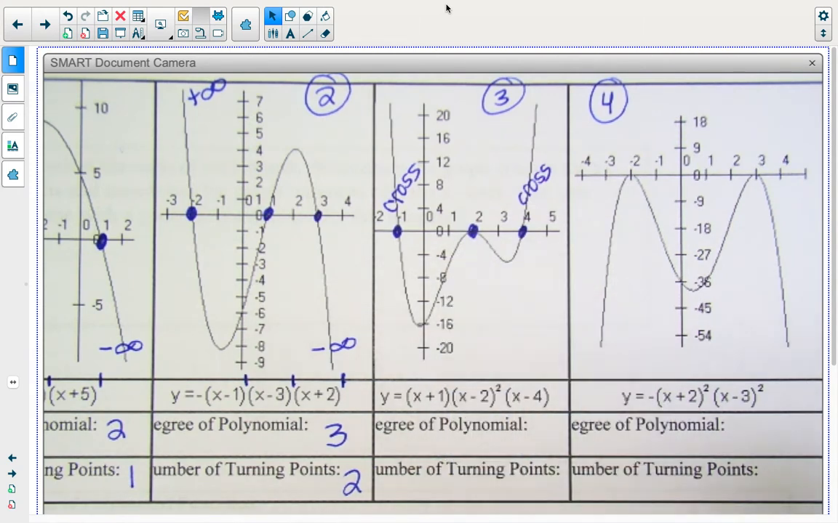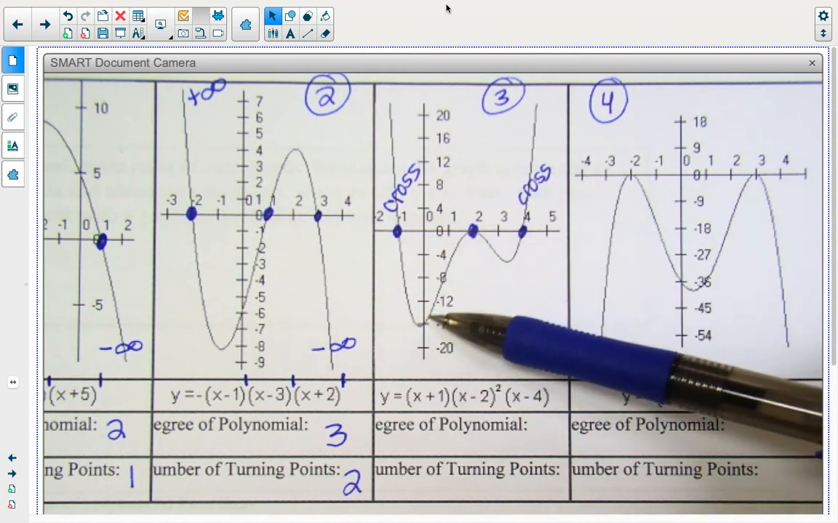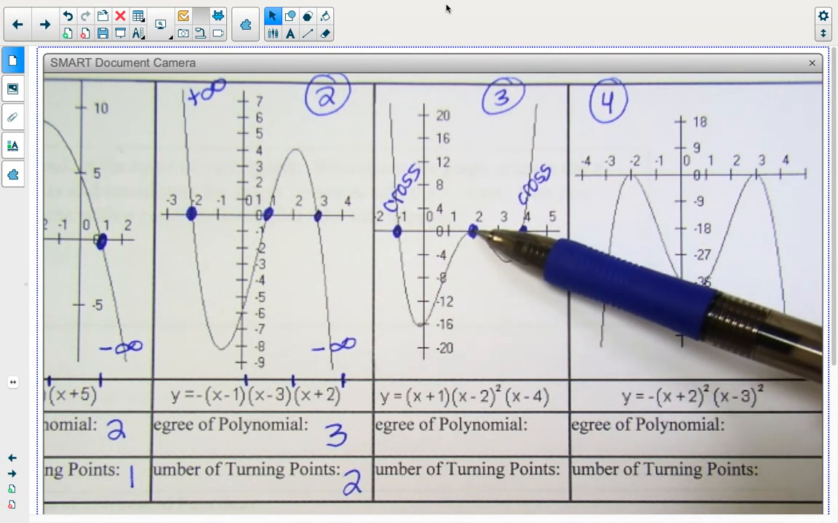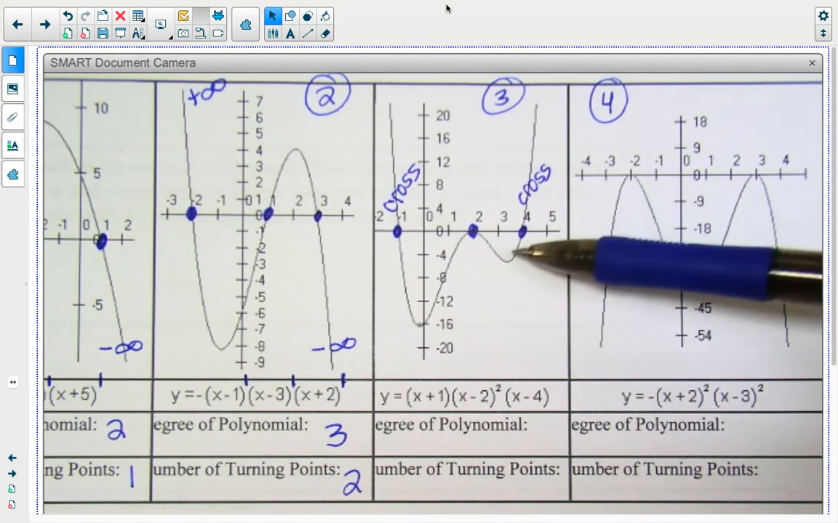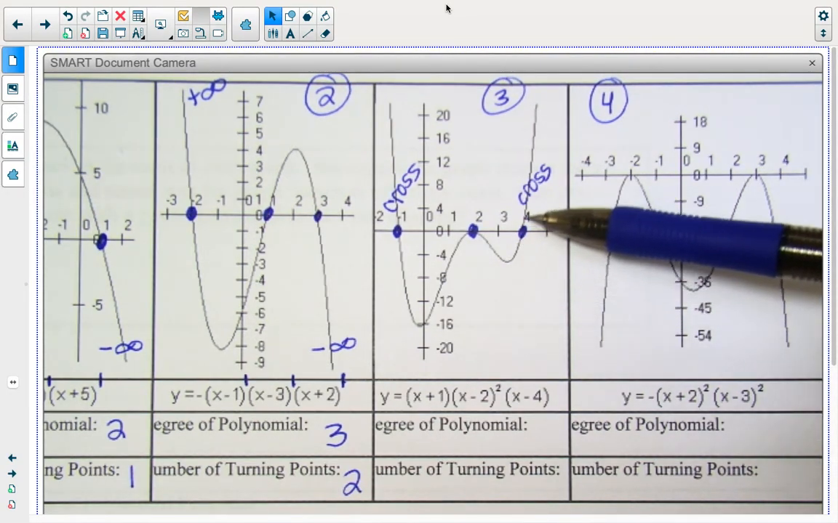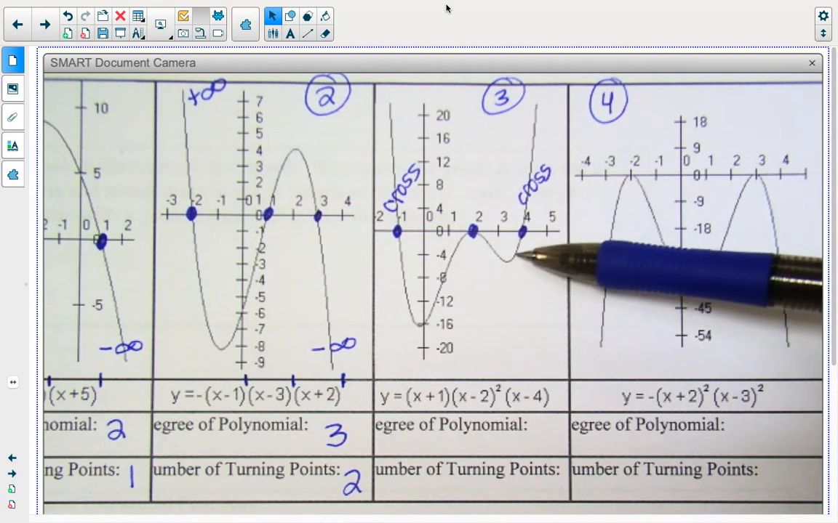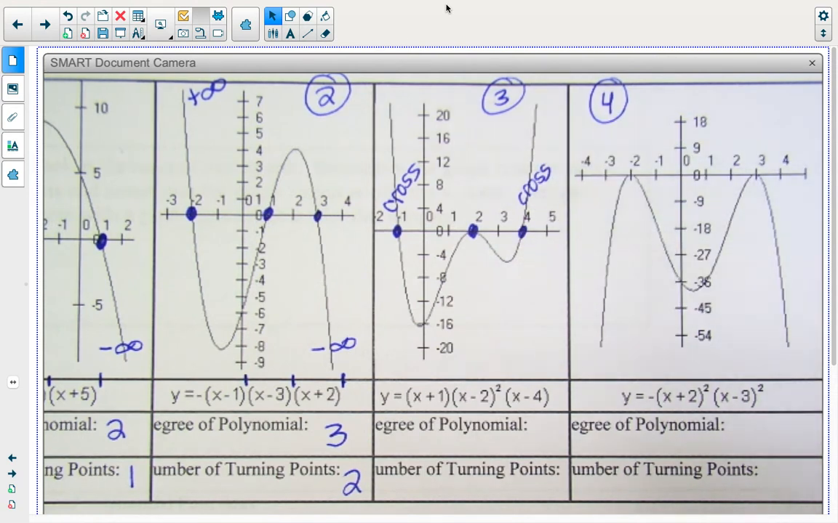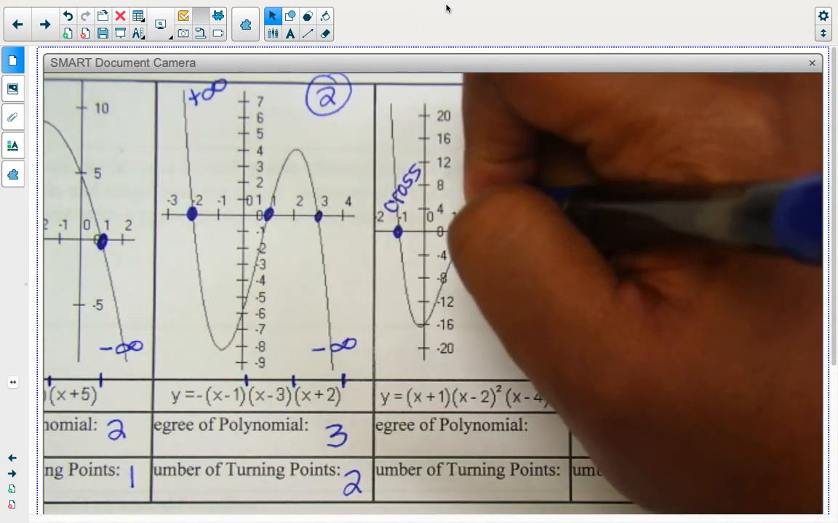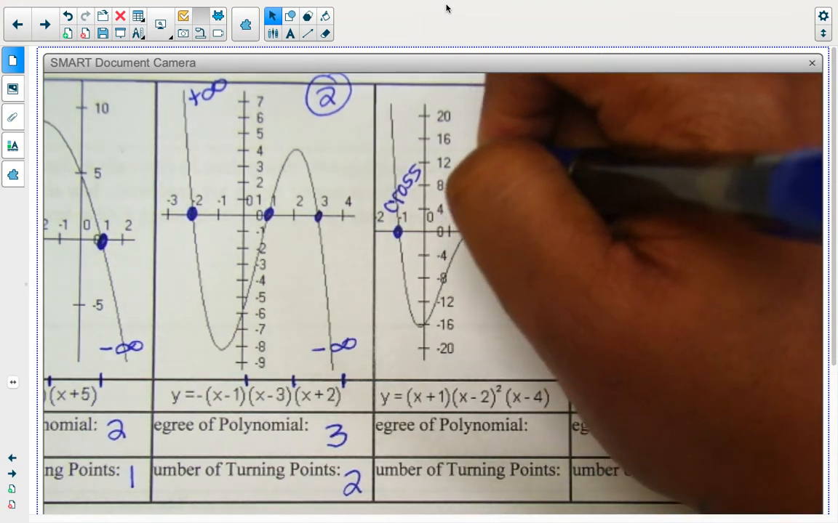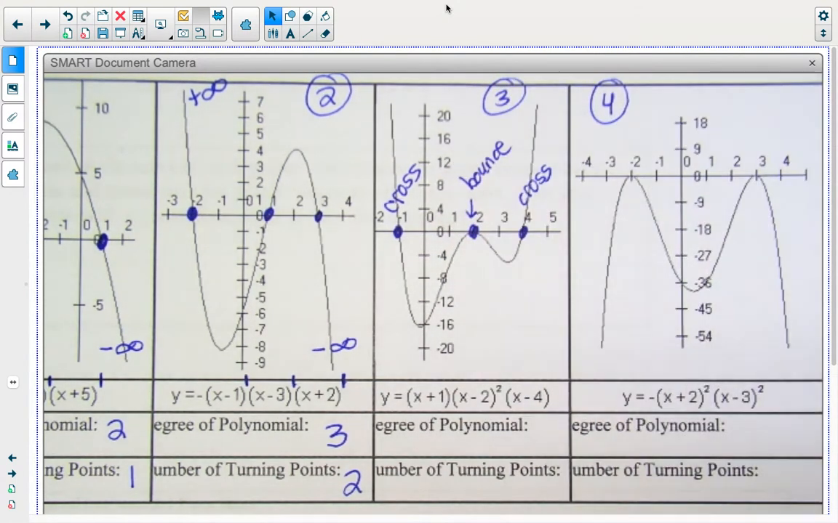And what I mean by that, think of bouncing a basketball. It just touches the x-axis. It doesn't go through it, and then it goes back down. So as opposed to this one that crosses through the x-axis, this one only bounces. So it only touches and then goes the other direction. It does not go through the x-axis. So we say that this one bounces. So that is a bounce.